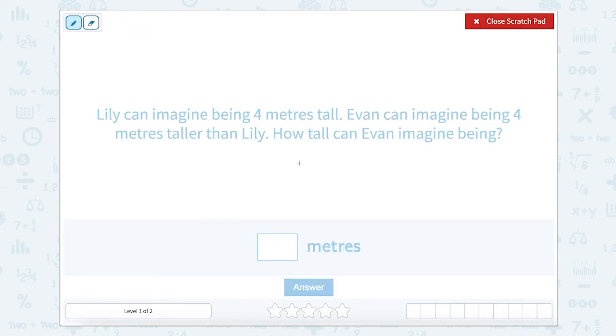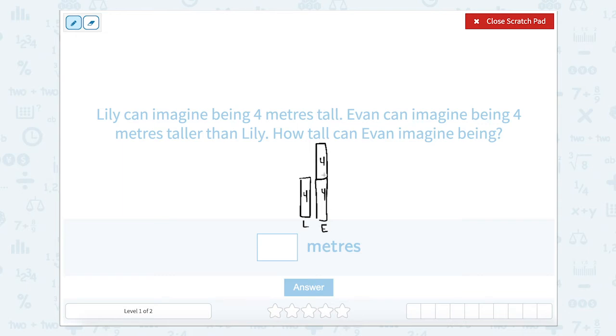So let's visualize Lily. Lily says that she thinks she can be 4 meters tall. I'm going to put an L down here for Lily. Then Evan thinks he can be 4 meters tall as well, but then he thinks he can be 4 meters even taller than Lily. So he can be 4 meters here and 4 meters here, and this would be Evan.